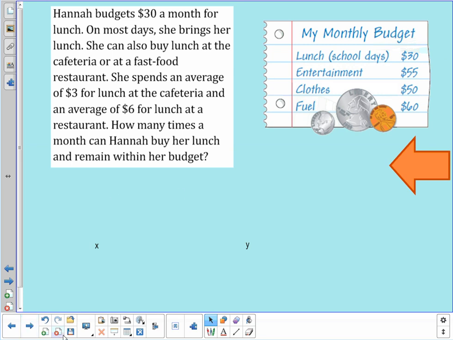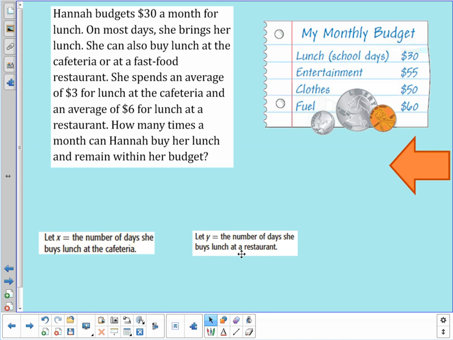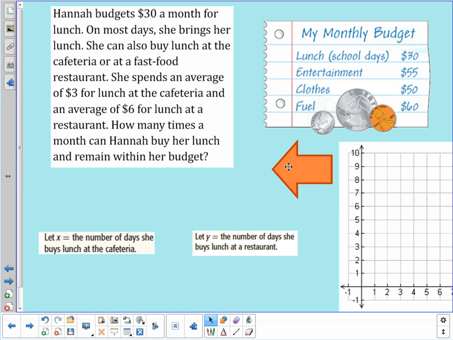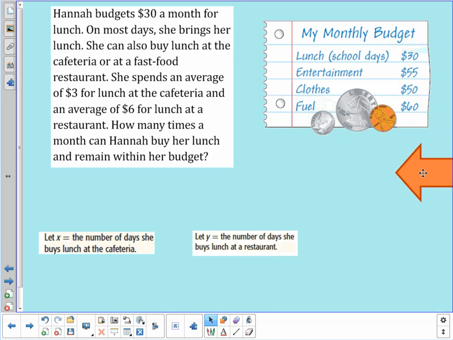So what we need is something for X and something for Y. We have 2 unknowns here. One is going to be the number of times that she buys lunch at the cafeteria, so we'll call that X, and then Y is going to be the number of times that she buys lunch at the restaurant. So there's 2 unknowns going on here. That's our graph for later.